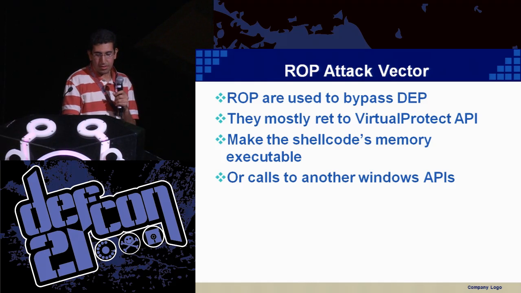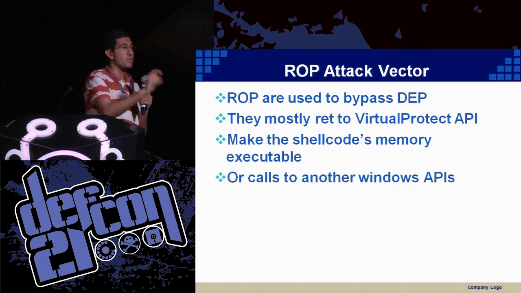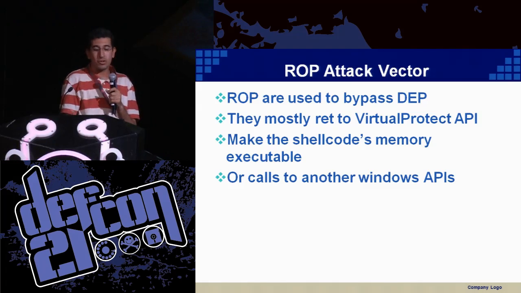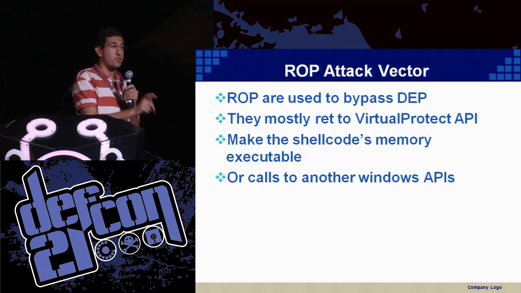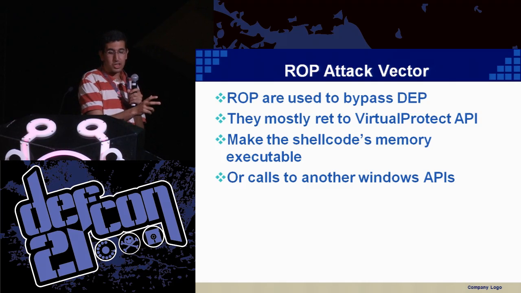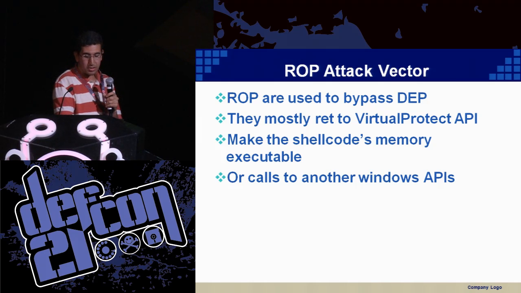We talk about return-oriented programming (ROP) attacks. Most attacks of this type, to bypass data execution prevention, create some pieces of ROP code, or ROP gadgets, as we describe them. This piece of code calls a VirtualProtect API or some other APIs. VirtualProtect can make the stack executable, so they can use the ROP gadgets to call VirtualProtect to make the shell code inside my username become executable, so I can return to the shell code and bypass data execution prevention.